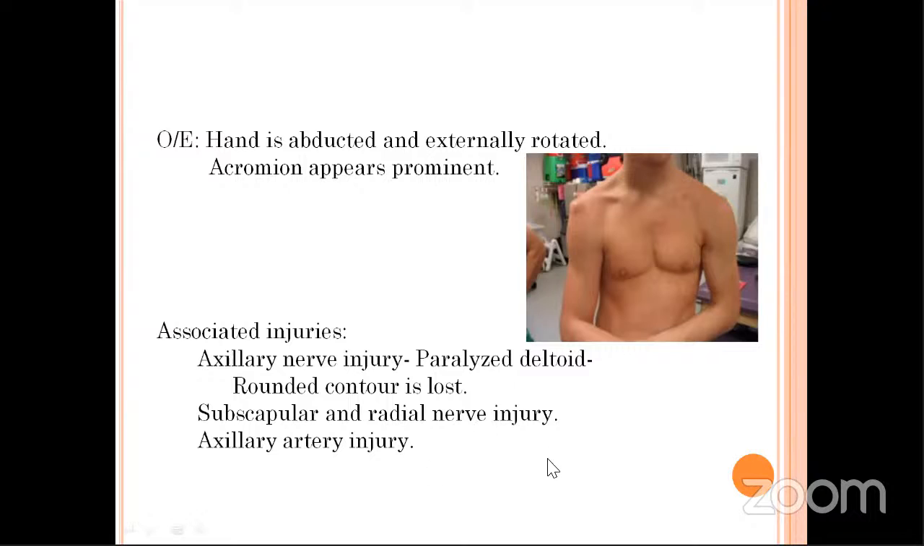In case of anterior dislocation, the associated injuries are there can be axillary nerve injury, which can cause the paralysis of deltoid, which in turn results in the loss of the rounded contour of the shoulder. As you can see in the picture, the left shoulder is maintaining the rounded contour, whereas it is lost in the right shoulder. It can also cause a subscapular or radial nerve injury, also axillary artery injury.